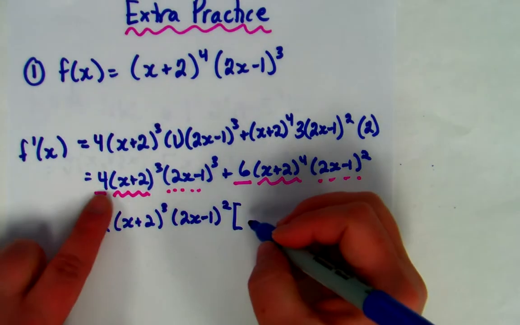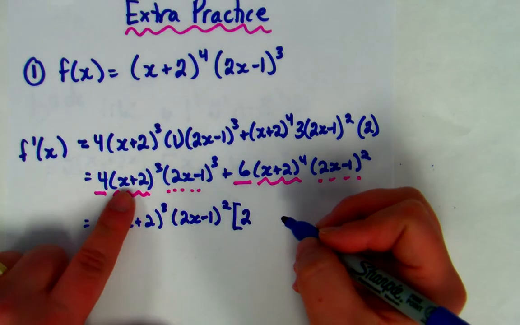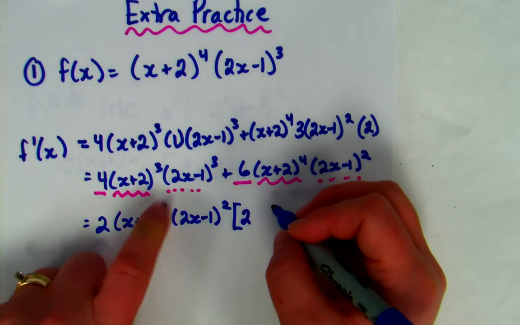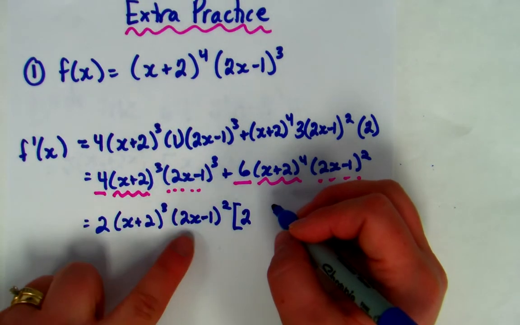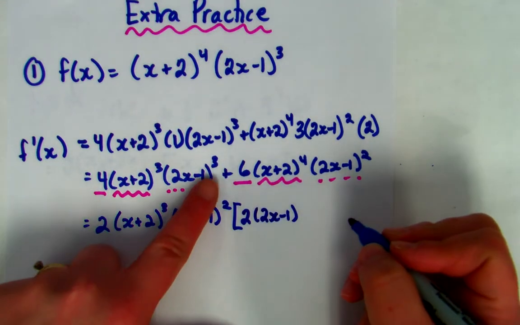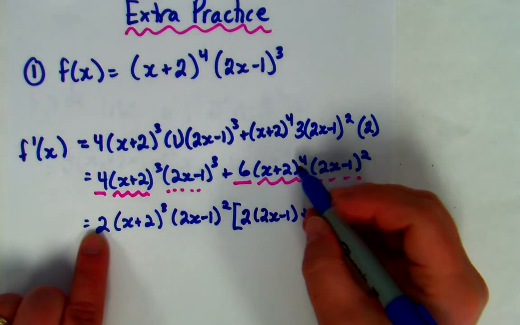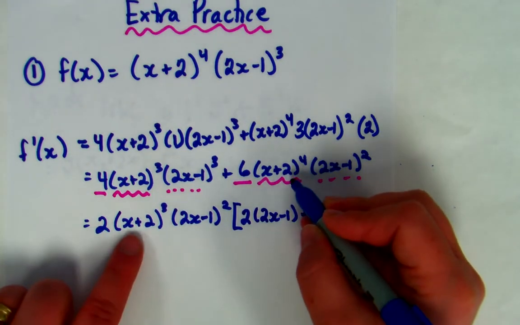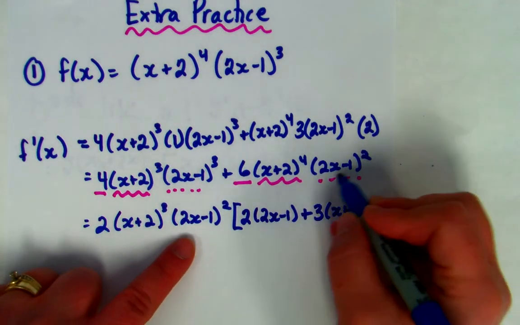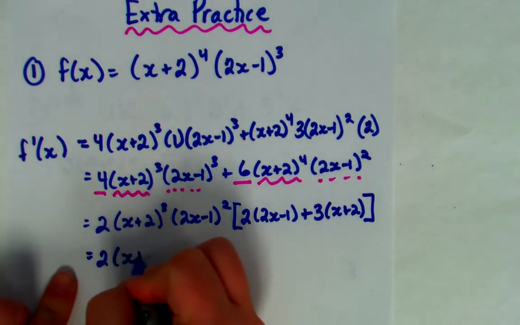Now I'm going to go back and compare it back to this. I had 4. I'm factoring out a 2, so I'm left with 2. I had (x + 2) cubed. I'm factoring out (x + 2) cubed, so it's all gone. I had (2x - 1) cubed, but I'm factoring out (2x - 1) squared. That means I still have a 2x minus 1 left. Then I have my addition in the middle. I had 6. I'm factoring out 2, so that gives me 3. I had 4 (x + 2)s. I'm factoring out 3 of them, so I still have an x plus 2. And then I had (2x - 1) squared, and that's what I'm taking out. So in front, everything is going to stay the same.